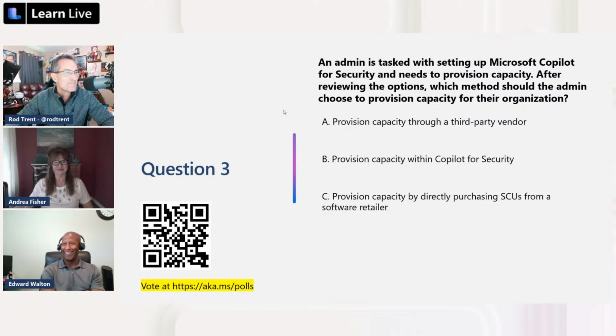That's what it come back and tell you, right? Edward, this is your question. An admin is tasked with setting up Microsoft Copilot for Security and needs to provision capacity. After reviewing the options, which method should the admin choose to provision capacity for their organization? Is it A, provision capacity through a third-party vendor, B, provision capacity within Copilot for Security, or C, provision capacity by directly purchasing SCUs from a software retailer?